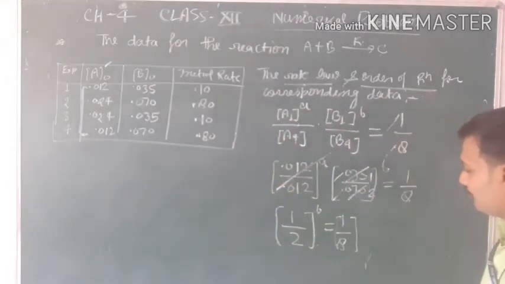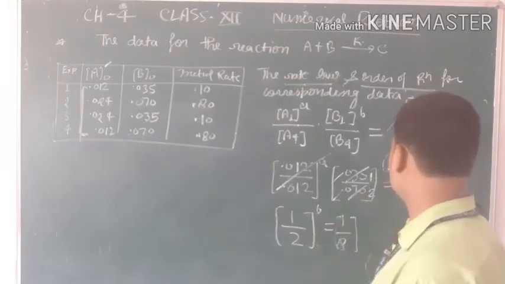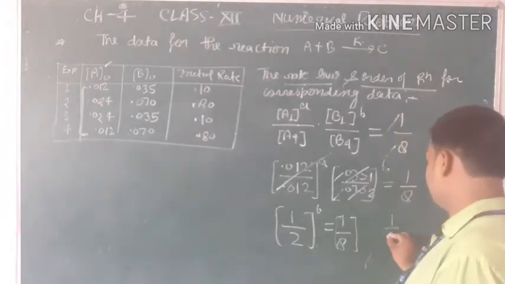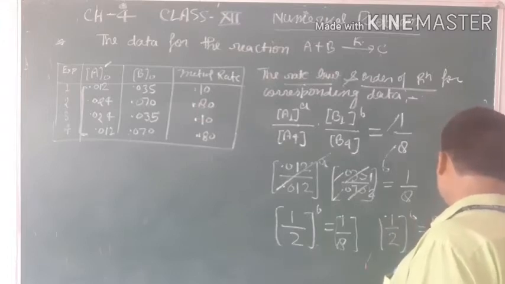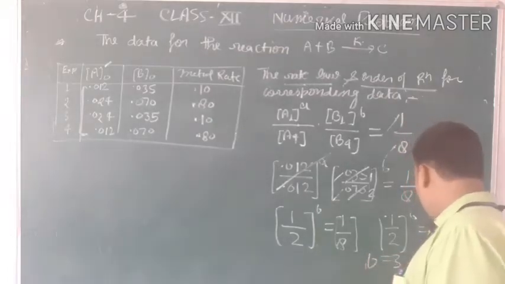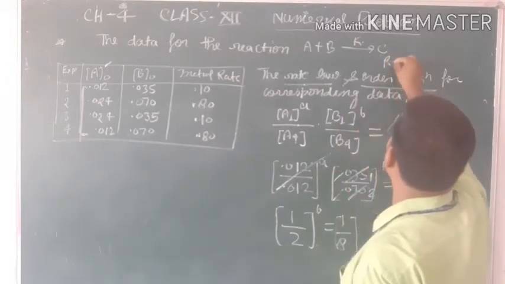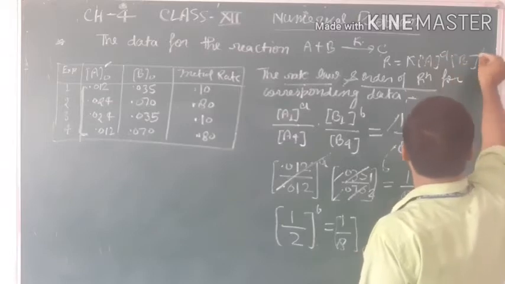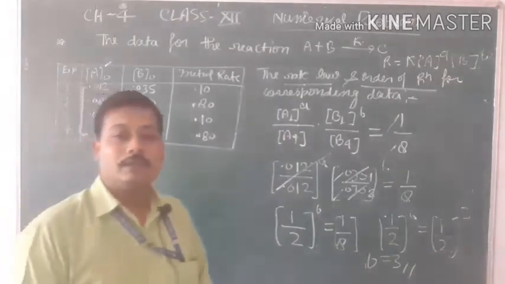Okay. So in the first equation we will get 1 upon 2 to the power b equals 1 upon 8, that is, 1 upon 2 to the power 3. So here b is equal to 3. Okay, let us consider that the rate is R equal to k, A to the power a and B to the power b. So here we calculated the exponent of B. What is the value of b? That is equal to 3.